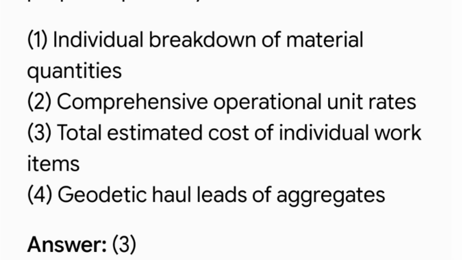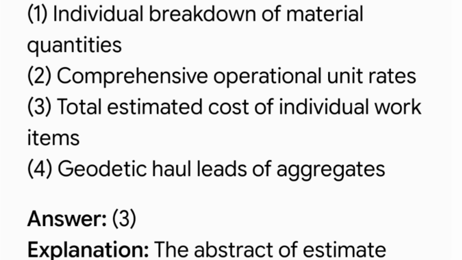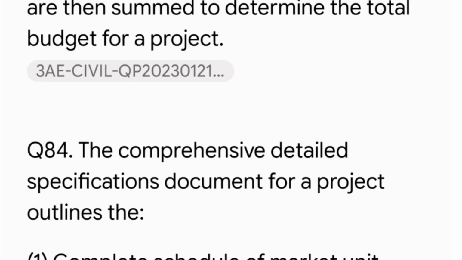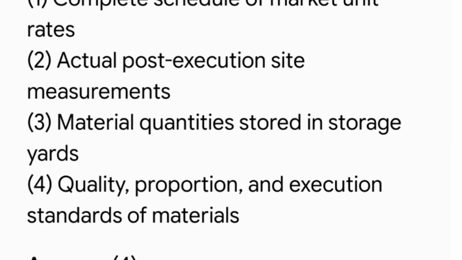Next question. An abstract engineering estimate is preferred primarily to show the, correct answer option 3, total estimated cost of individual work. Next question. A comprehensive detailed specifications document for a project outline is, correct answer option 4, quality proportion and execution standards of material.